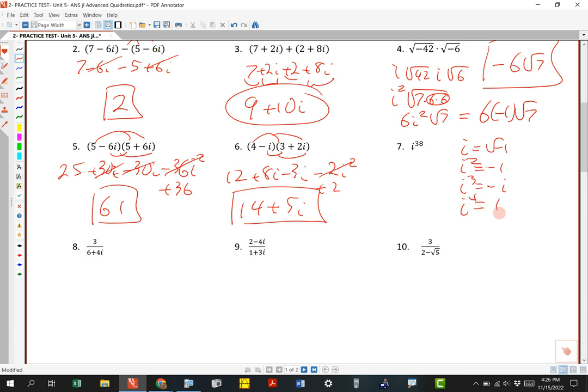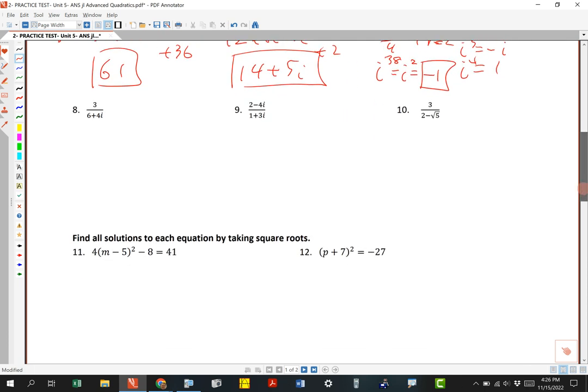So there's several different ways you can do this. You can think of each one of these as, we could break it into pairs of i's and stuff like that. Or we can just take 38 and divide it by 4. That's a 9 with a remainder of 2. So what that means is this is exactly the same. i to the 38th is exactly the same as i squared, and i squared is negative 1. So that's it. There's our answer. Okay, lots of different ways to think your way through that.